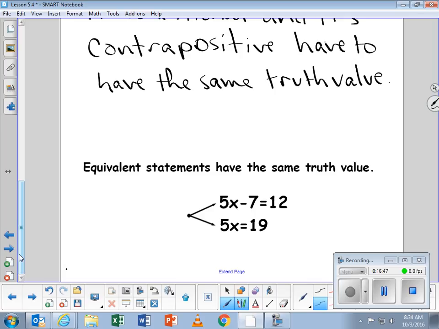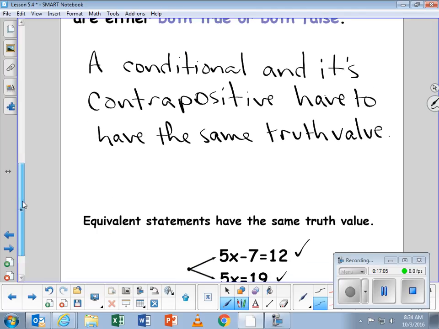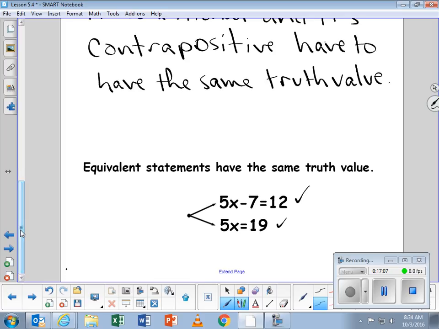Equivalent statements have the same truth value. If 5x minus 7 is equal to 12, if that's true, then 5x is equal to 19. That's true. So what we're saying is a contrapositive and its conditional are equivalent statements. That's the point of this. We're saying they're equivalent statements.